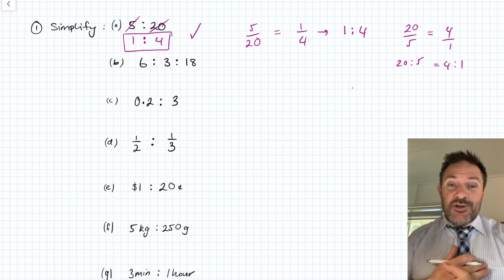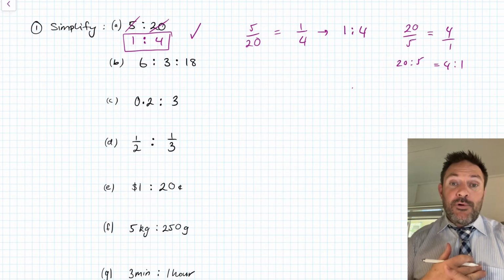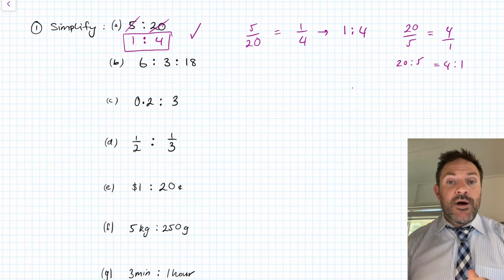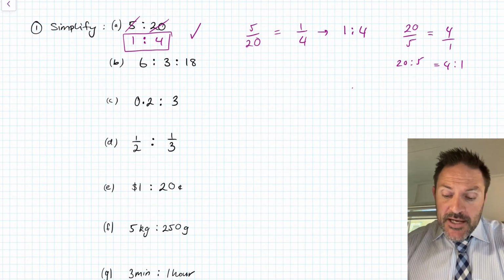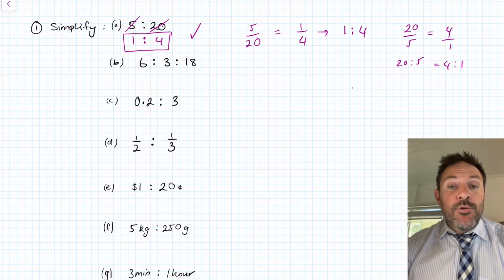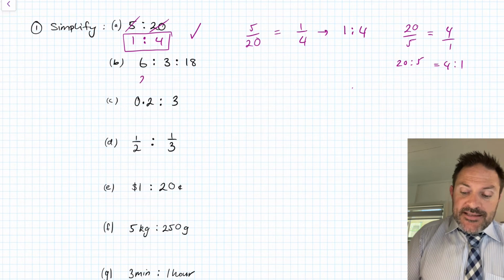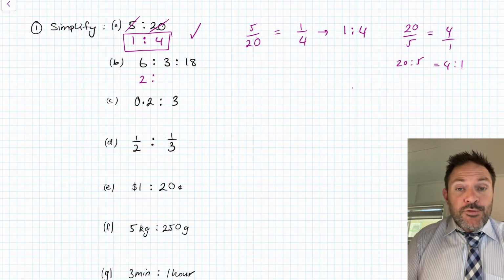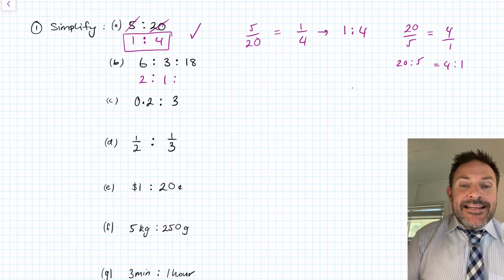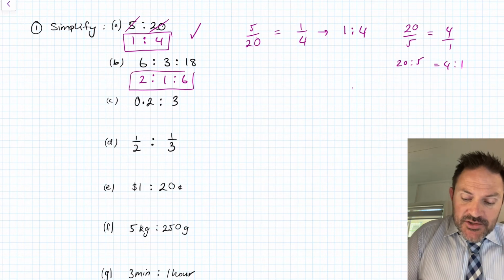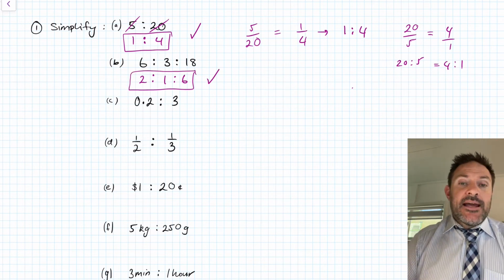You can't do the next question on a calculator, I'm afraid, because you have 3 ratios here, so you do need to know the normal way as well. Okay, part B, how'd you go with 6, 3, and 18? Well, 3 goes into all of those, so I'm going to divide them all by 3. 6 divided by 3 is 2, 3 divided by 3 is 1, 18 divided by 3 is 6. 2 to 1 to 6 is my answer.